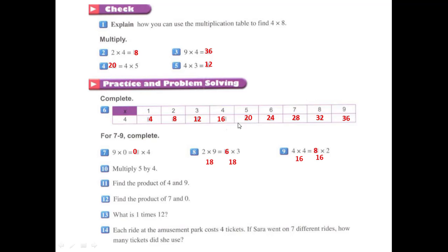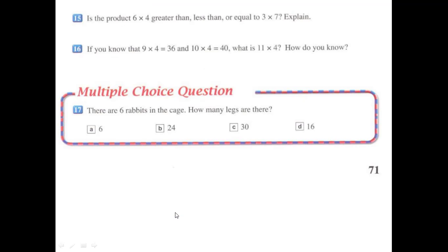Multiply 5 by 4 is equals to what? 20. Find the product of 4 and 9. 4 times 9 is equals to what? Is equals to 36. Find the product of 7 and 0. 7 times 0 is equals to 0. 1 times 12 is equals to 12.